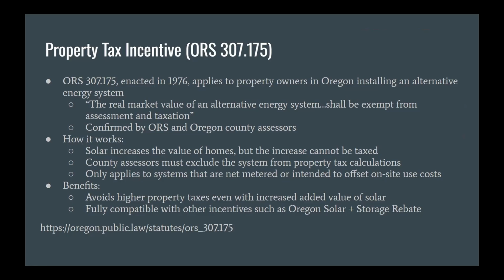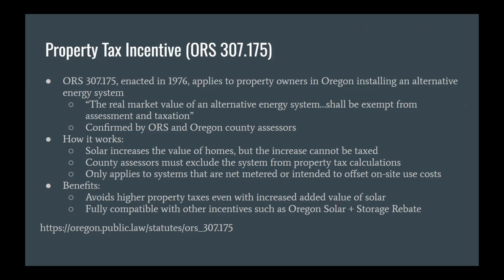This is confirmed not only in the Oregon revised statutes, but also through the guidance provided by Oregon County assessors. For example, it is explained that renewable energy system sources will not increase the assessed value of property. This exemption applies to residential, commercial, agricultural, and industrial properties as long as the system offsets on-site electricity use, which is exactly what our residential system is designed to do.